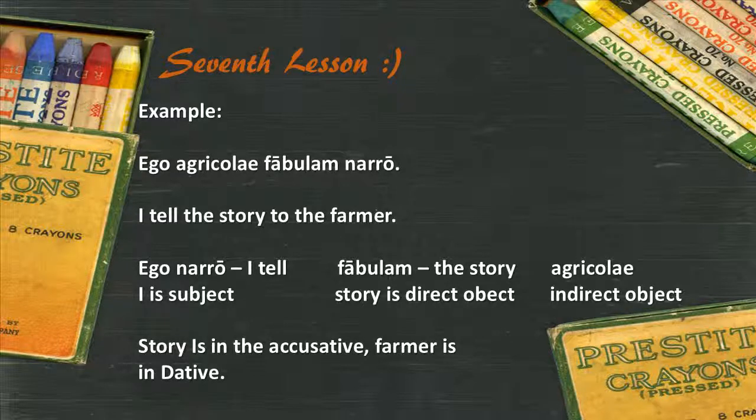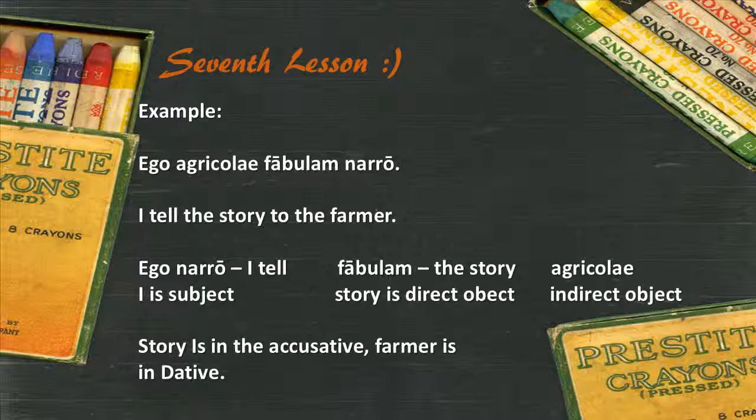Okay, here's another example. It says, ego agricolae fabulam narro. I tell the story to the farmer. Before we even look at the bottom half of that, just look at this English sentence here. Who is the subject? The subject is I. What is I doing? They're telling the story. The story gets the action directly, so the story is the direct object. Who is being affected indirectly by this? The farmer. So the farmer is being indirectly affected, but the story is being directly affected.